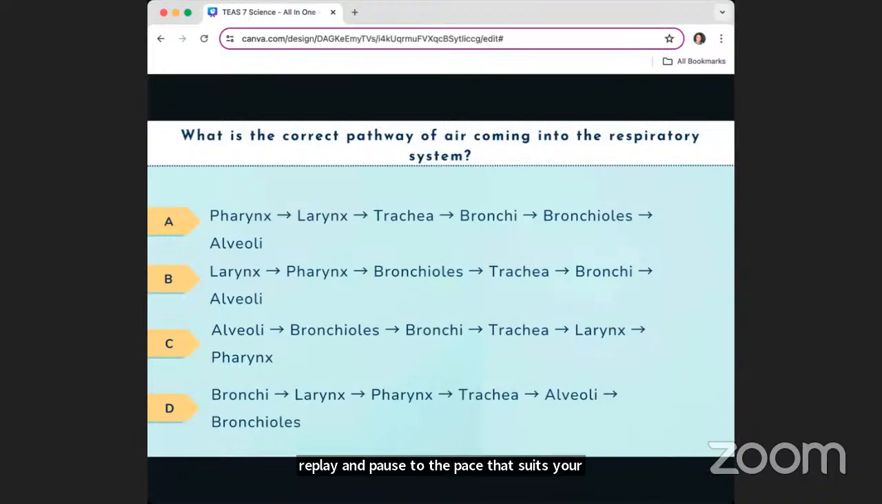But according to the chat, guys, you're all rock stars because I don't see a single wrong answer so far. So the correct answer, as you all guessed, is A, the pharynx, followed by the larynx, down into the trachea, into those bronchi dividing the left and right sides, into the bronchioles, and finally the alveoli. Awesome job, everybody.